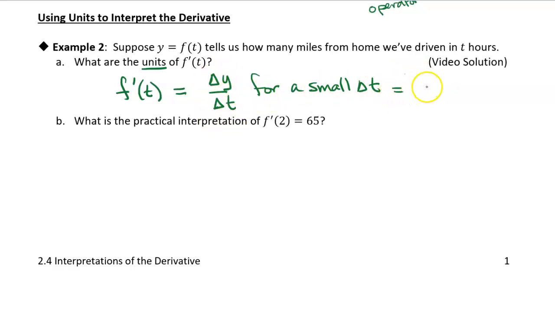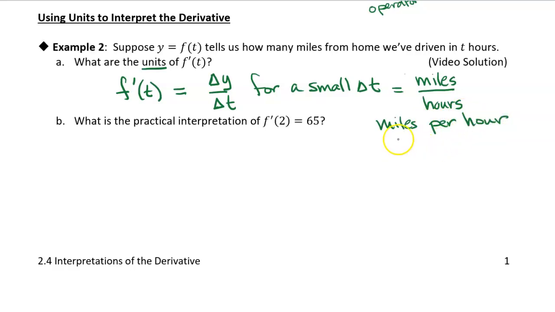So the units are going to be in miles, because the numerator is miles. It's the change in the number of miles that we've driven. And the denominator is just the change in time, and time is in hours. So the units of the denominator are hours. All right, so the units of the derivative are in miles per hour.